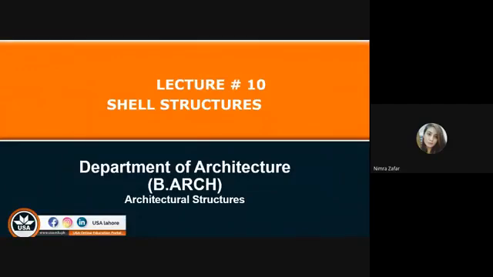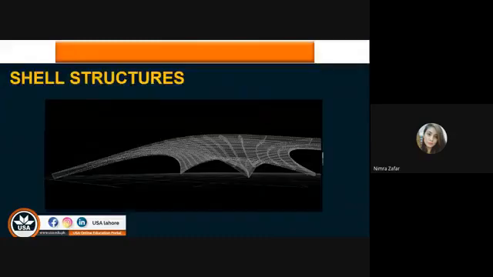Today we will study shell structures. So this is a basic geometrical shape of the shell structure. It is a thin membrane structure. You can see in the picture as well.